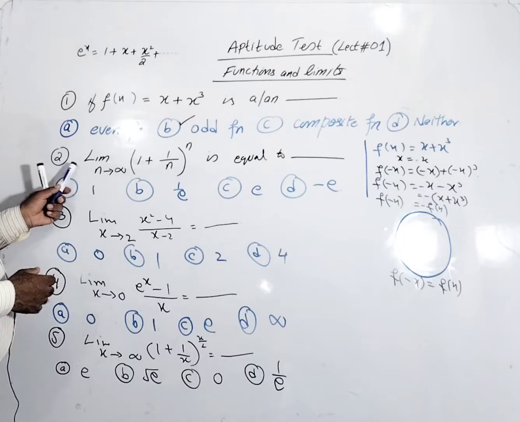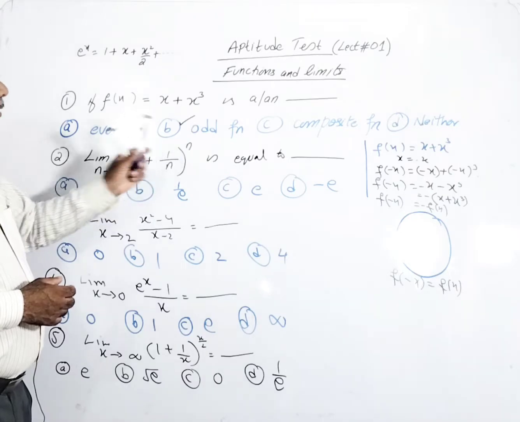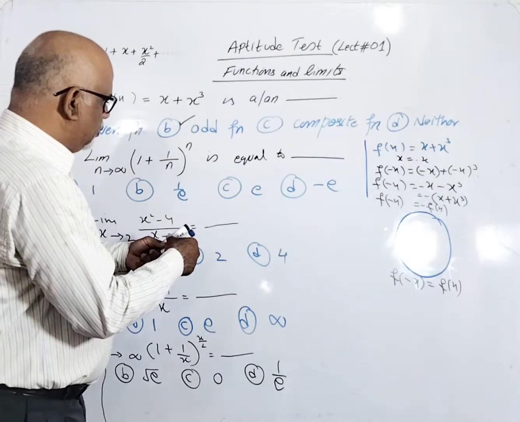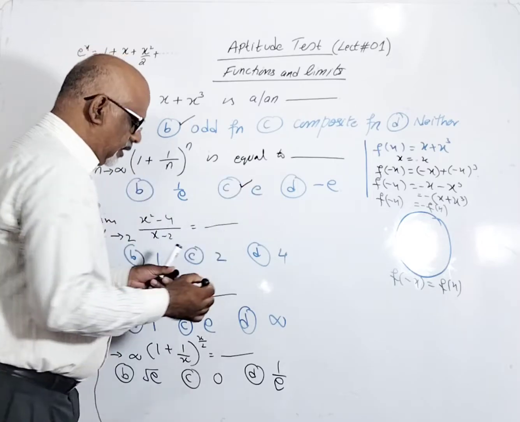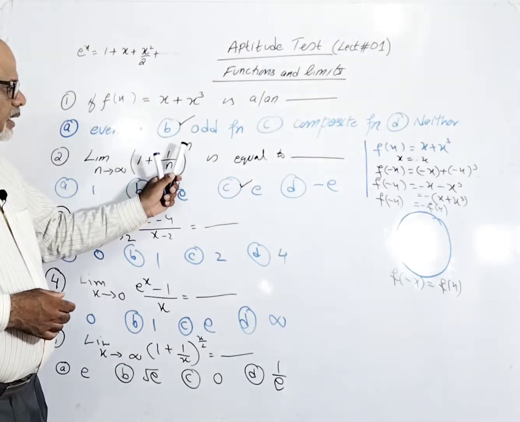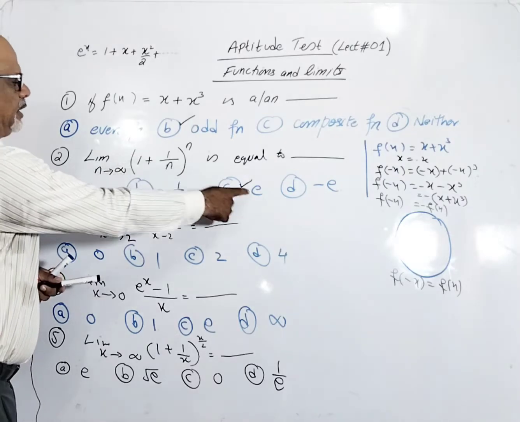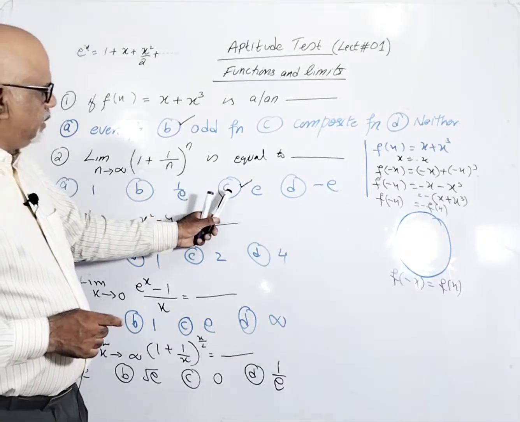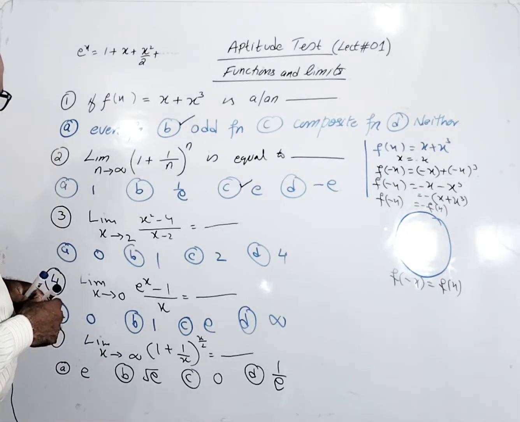Now come to the second MCQ. Limit n tends to infinity of 1 plus 1 upon n, to the power n. This is the formula, and it is equal to e, so the C part is correct here. We have the formula: 1 plus 1 upon n, whole power n, is equal to e. This is 1 upon n, its reciprocal will be in the power. This is the formula for the limit. So the C option is correct for the second MCQ.